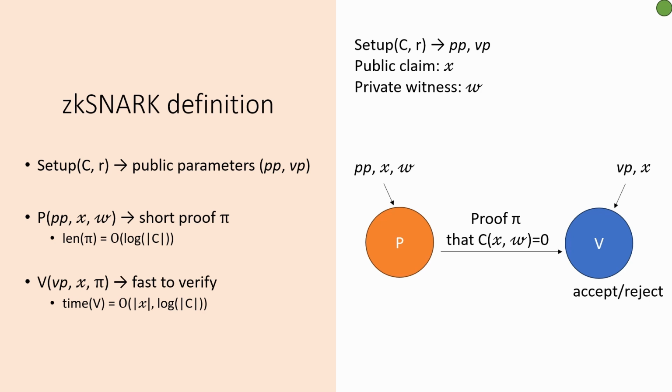A prover algorithm that takes the public parameters PP, a public claim X, and a private witness W, and outputs a short proof pi whose length is at most log of C. And finally, a verifier algorithm that takes the public parameters VP, public claim X, and proof pi, and it will either accept or reject the claim in time of log C or the length of X, whichever is longer.